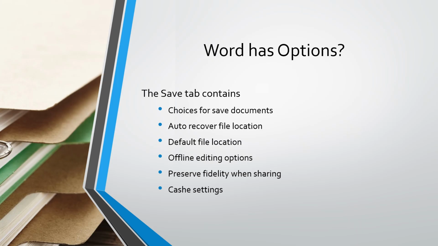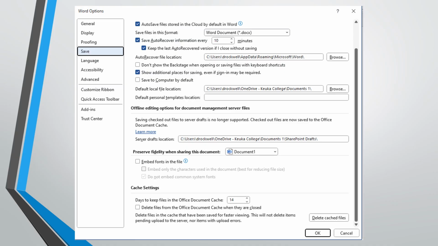The Save tab contains choices for saving your documents. Auto recover file location, default file location, offline editing options, preserve fidelity when sharing, and cache settings. Have you lost a document because autosave didn't work soon enough and the power went out or your laptop battery died? This is the tab you use to change that timing.